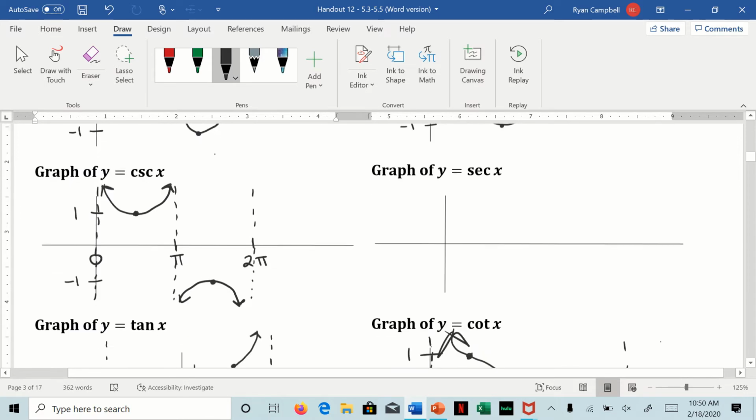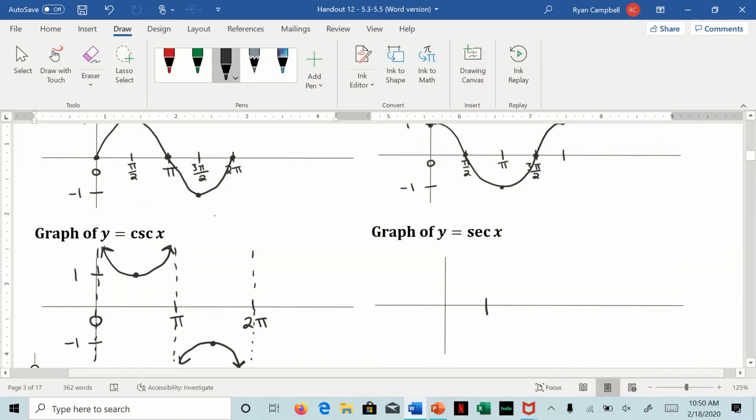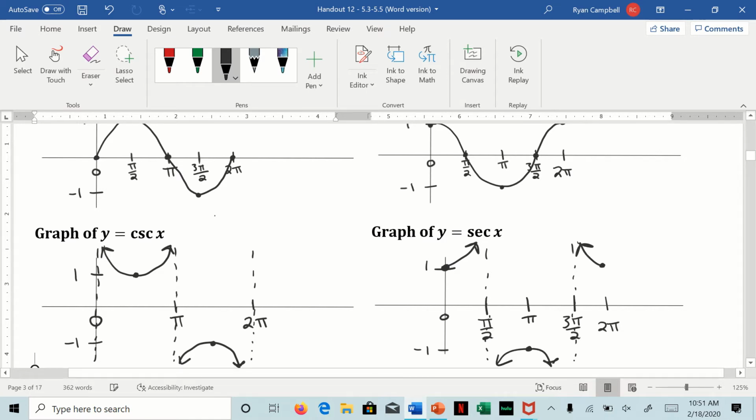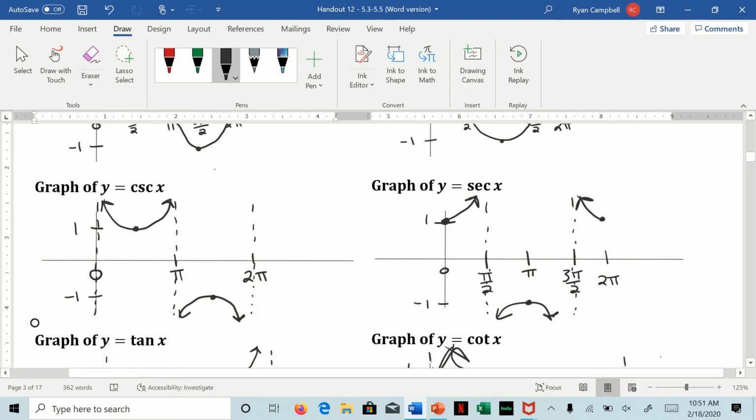Secant is basically the same thing, right? So the places that it is at 0, pi over 2 will be a vertical asymptote. 3 pi over 2, another vertical asymptote. So at 0, it's 1. At pi, it's negative 1. At 2 pi, it's 1. So 1 goes up, negative 1 goes down. And that's what our graph of secant looks like. And it basically came from graphing the cosecant graph.